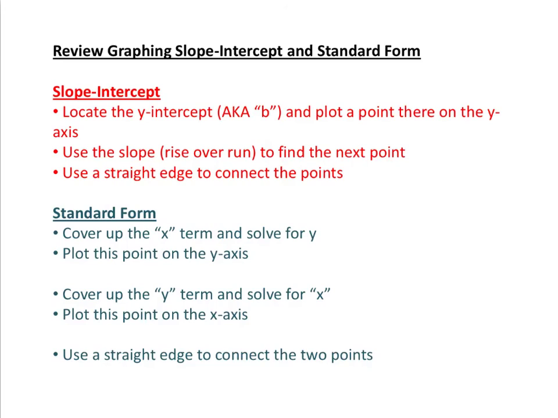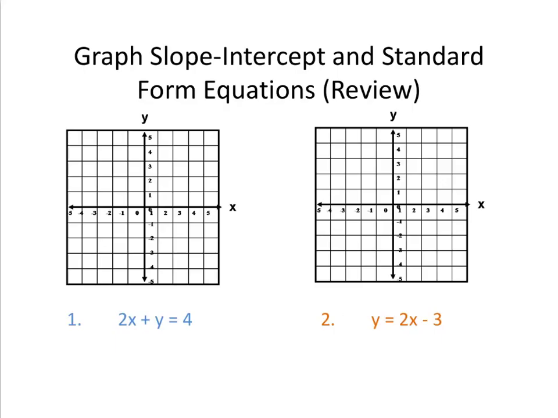Just to review a little bit about slope-intercept form and standard form. Slope-intercept form is when we find the y-intercept, plot the point, and then use the slope from that point. Standard form, to graph this, we can cover up the x term and solve for y, and then cover up the y term and solve for x. Let's try both of these.